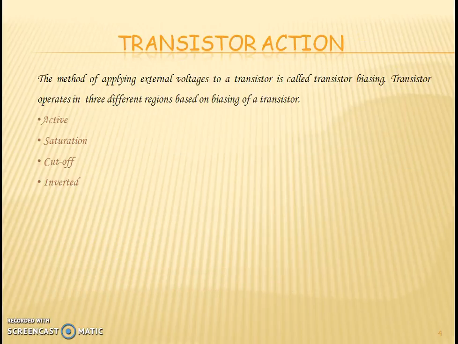Now, transistor action. The method of applying external voltages to a transistor is called transistor biasing. The transistor operates in three different regions based on biasing of a transistor.